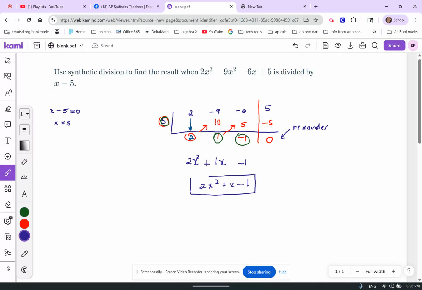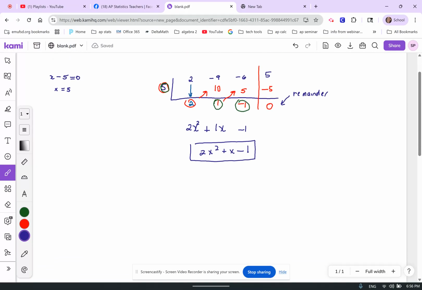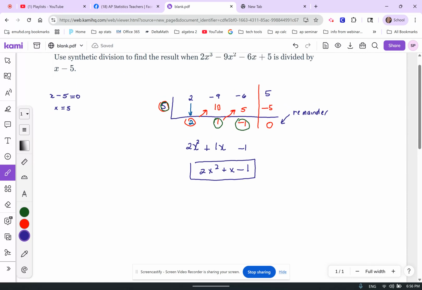Now I got this using synthetic division, but you can do the same problem using long division. So I'm going to do that here. And here you're going to put the x minus 5. And so let's do our long division process.